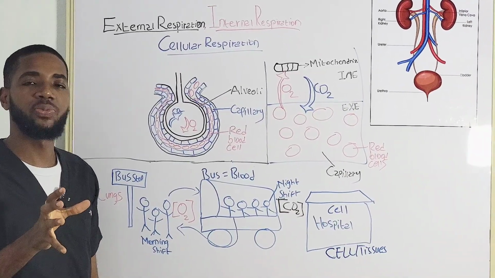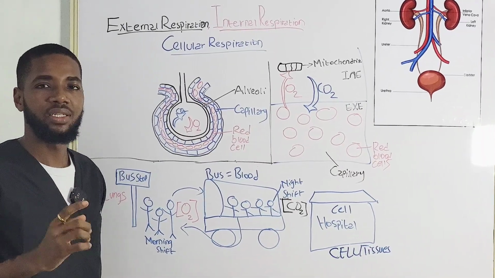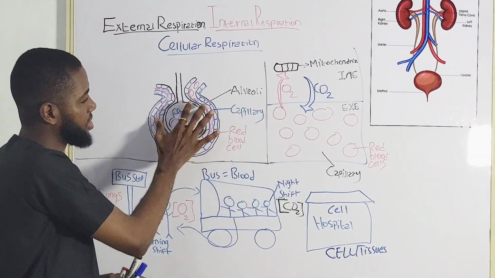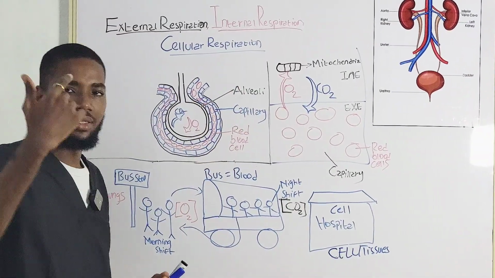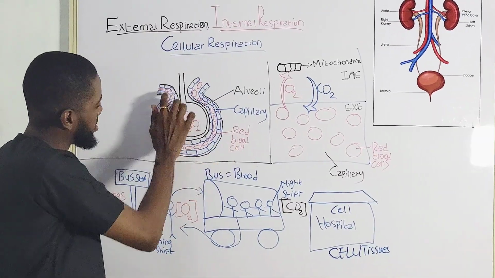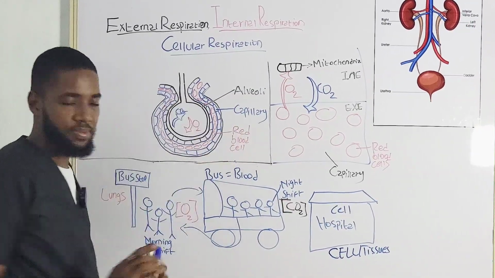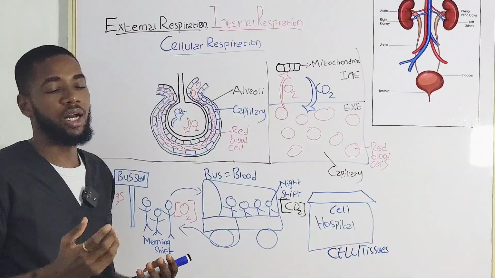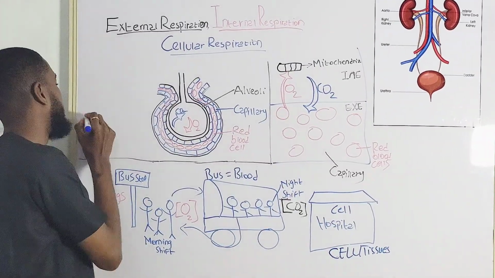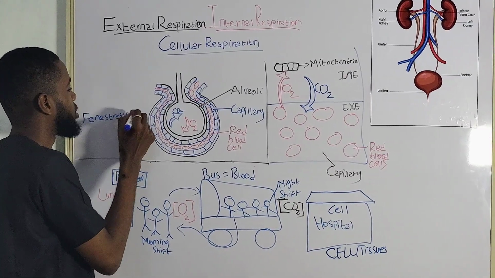External respiration is simply the exchange of gases between the lungs, particularly the alveoli, this diagram representing here, and the blood. That blood is carried by the capillaries surrounding the alveoli. Remember, capillaries are just those blood vessels that have fenestrations. Fenestrations are like openings.